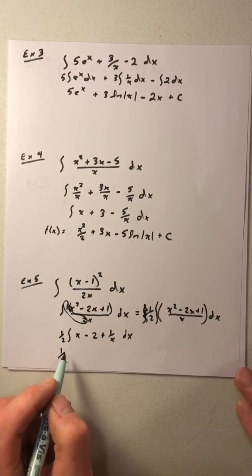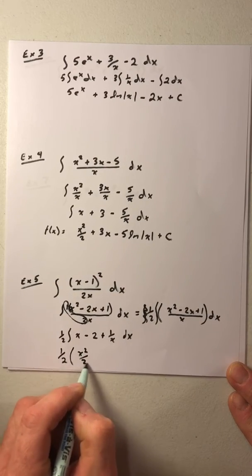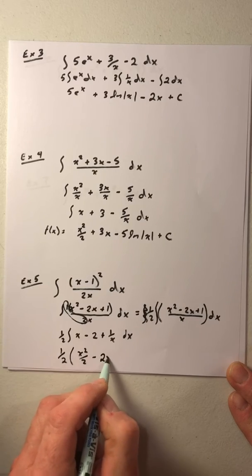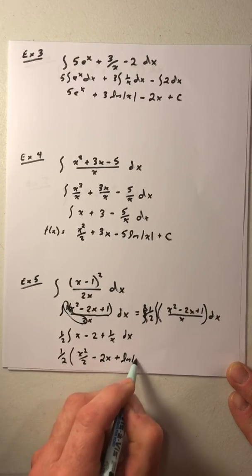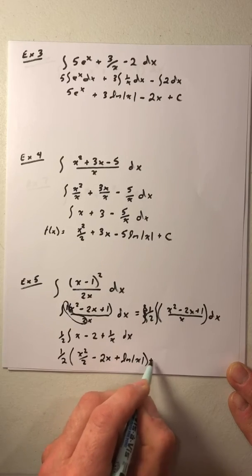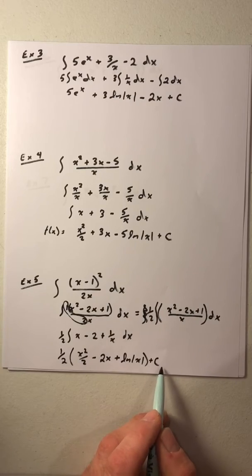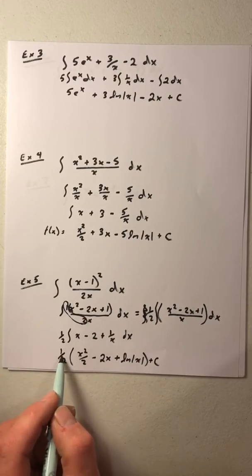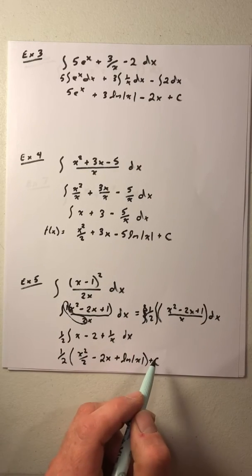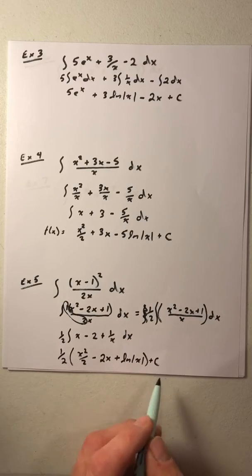So I have 1/2 of the integration of x is x squared over 2. The integration of 2 is 2x. The integration of 1 over x is the natural log of the absolute value of x plus c. Again, I can put that plus c on the outside of these terms because 1/2 times c is 1/2 c, but half of a constant is still going to be a constant.